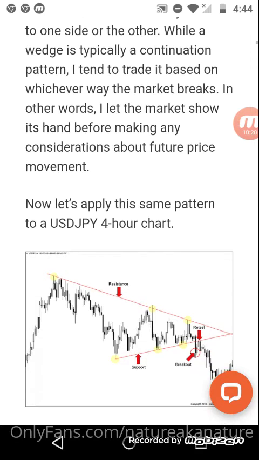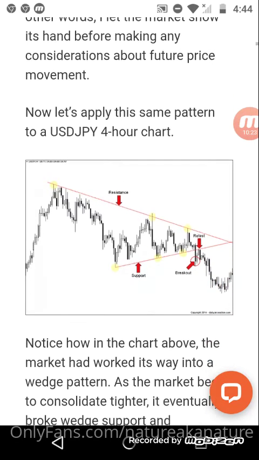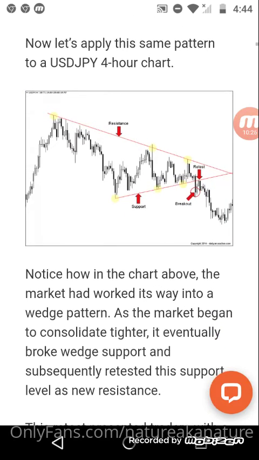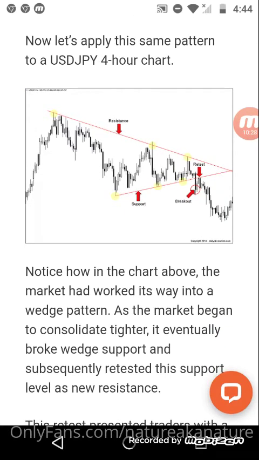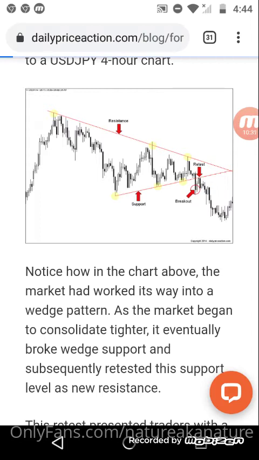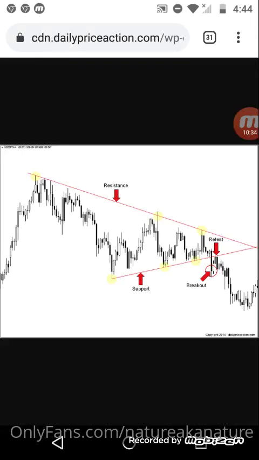So now let's apply the same pattern to the U.S. dollar Japanese yen on a 4-hour chart. The U.S. dollar is also a major pair. Any of the USD pairs are major pairs. USD/JPY is very volatile though. Compared to the Euro, it's still a major pair, but it's a little more volatile than the Euro, Great Britain, Aussie, and you can throw France in there too.